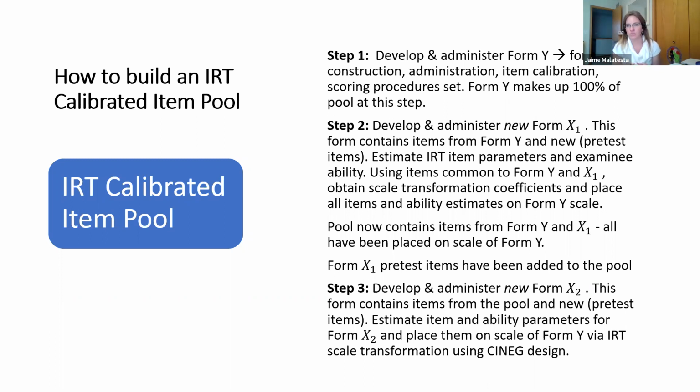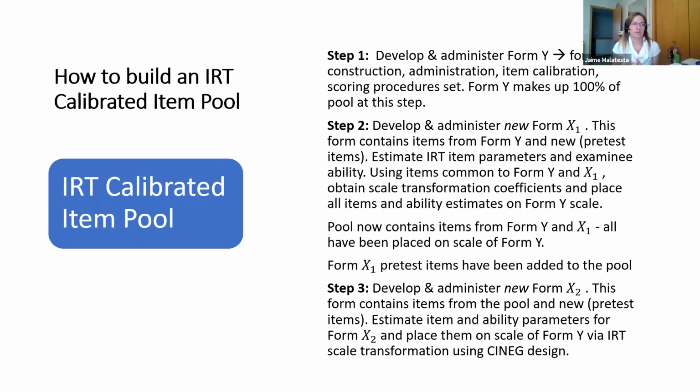Then you develop and administer a new form, we'll call it X1. This form contains items from form Y and then new pretest items. So you estimate your item parameters and examinee ability. Using the items common to form Y and X1, those common items, you obtain your scale transformation coefficients, and you place all of your items on X1 onto the form Y scale. So now, at this point, your pool contains items from form Y and X1, and all of your items have been placed on the scale of form Y. So your pool has gotten a little bit bigger, depending on how many pretest items you have.